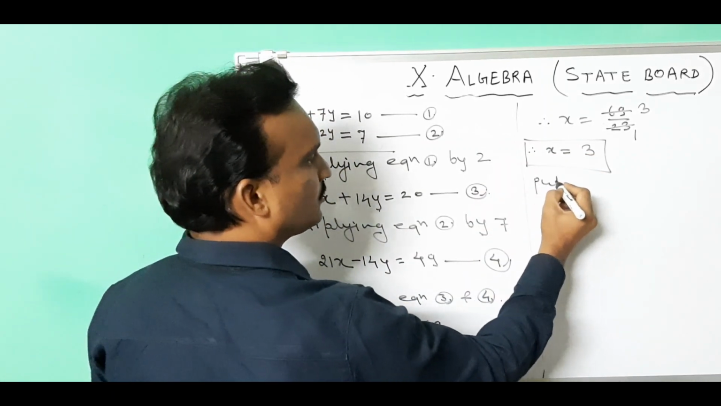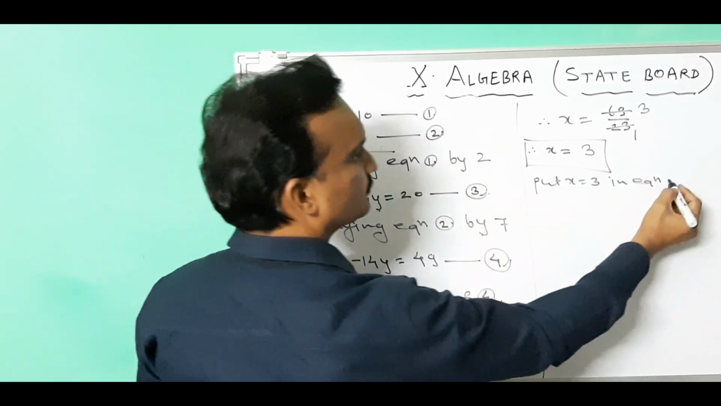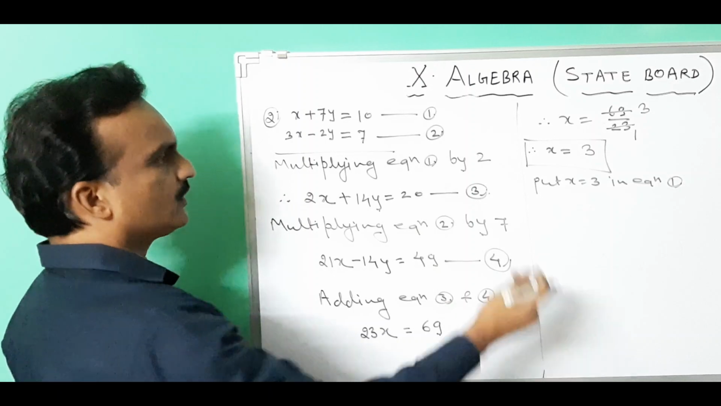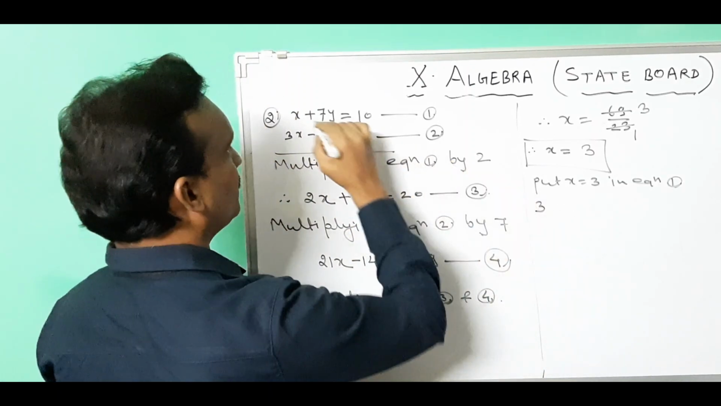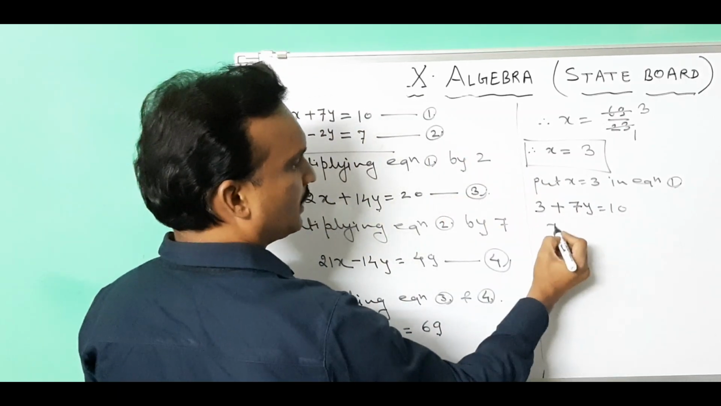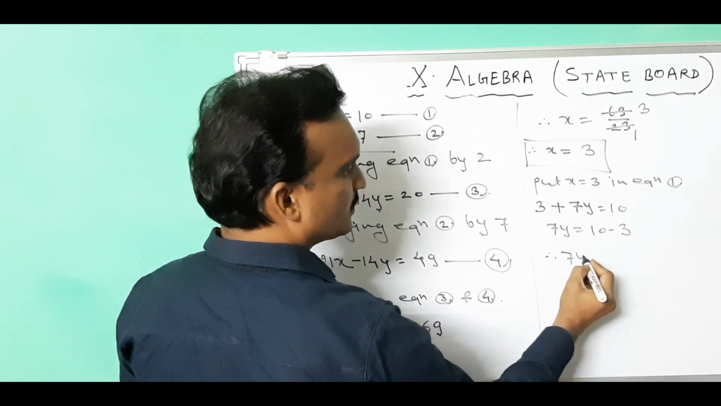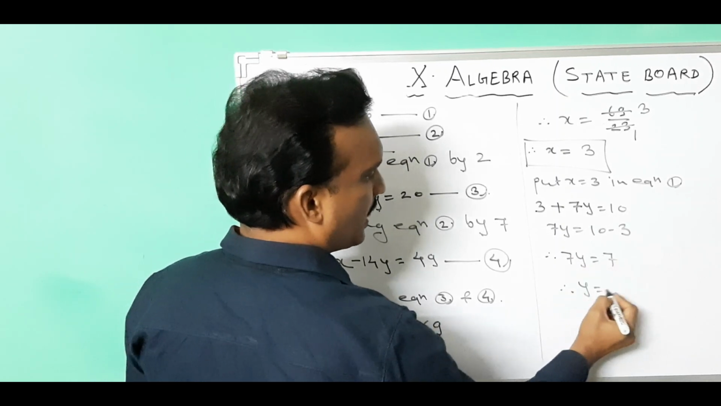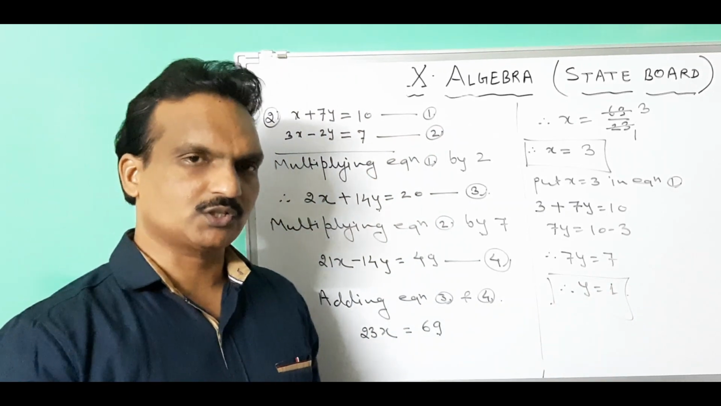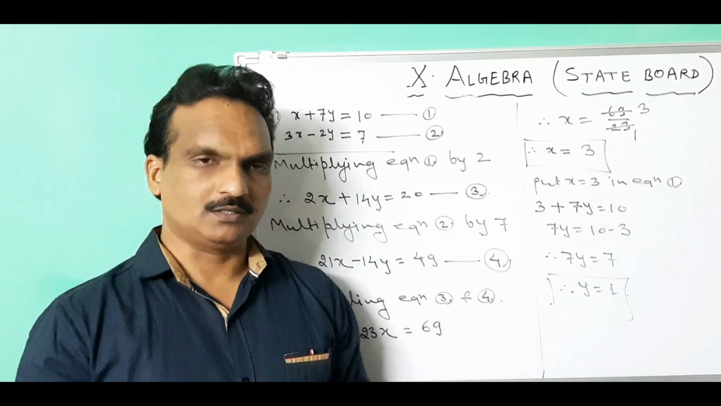Now put x equal to 3 in equation number 1. So x जो equation easy रहेगा उसमें you can put the value. So x equal to 3 plus 7y is equal to 10. So 7y is equal to 10 minus 3. Therefore 7y is equal to 7 and y is equal to 1. So we got the value of y also. So the solution of the equation is x equal to 3 and y is equal to 1. Okay, understood this sum also.